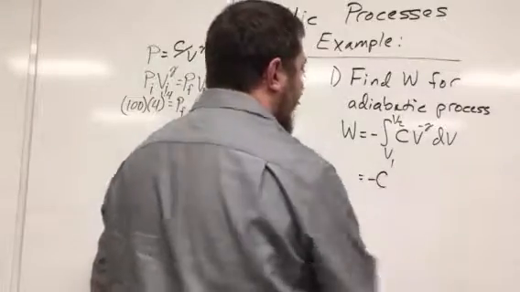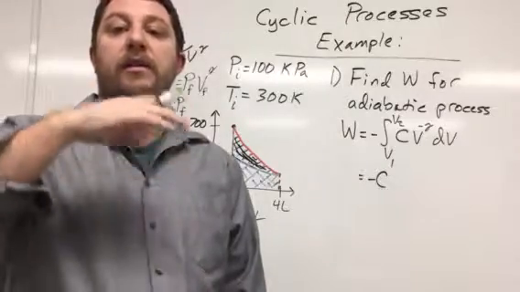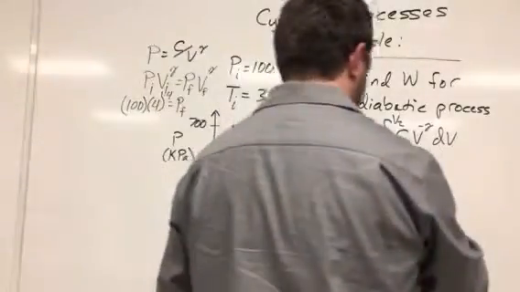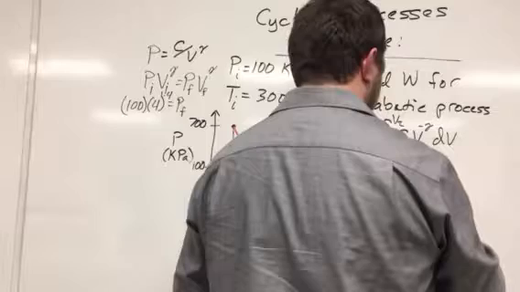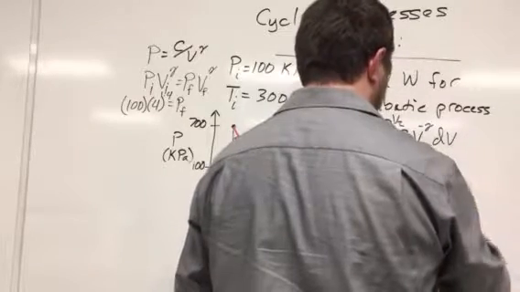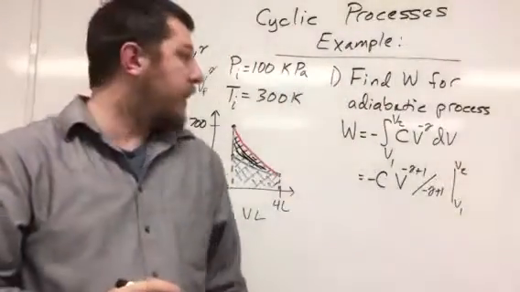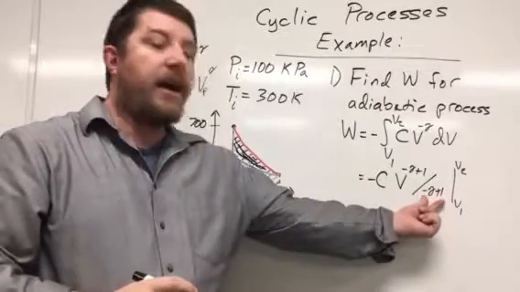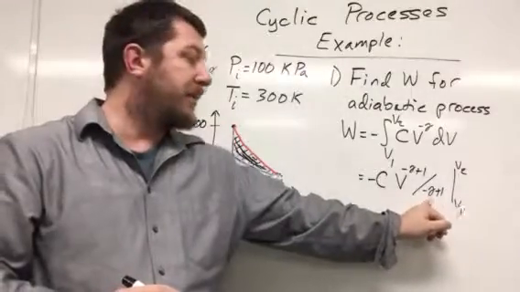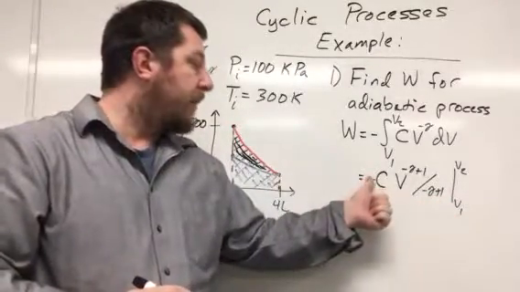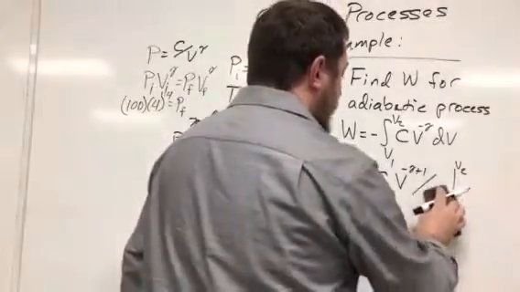Well, if we go ahead and integrate this, the integral of V to the negative gamma is V to the negative gamma plus 1, divided by negative gamma plus 1, evaluated between V1 and V2, right? And here I have a negative sign, and I essentially have a negative value here because gamma is 1.4, so this is negative 0.4. So if I get rid of this negative sign, it's the same thing as flipping the sign here, so this will be gamma minus 1.